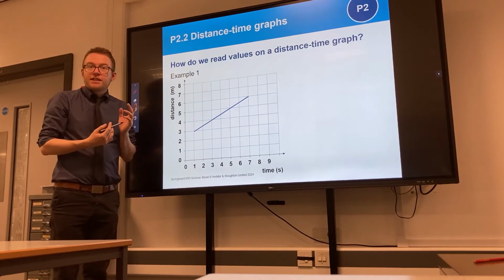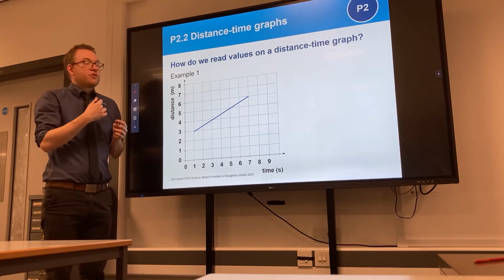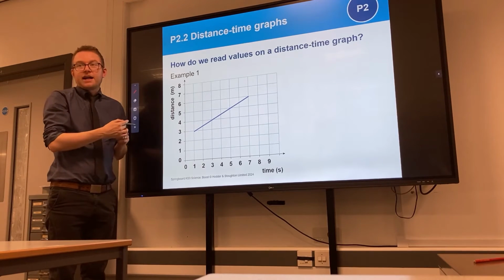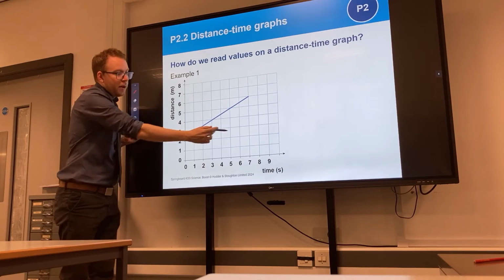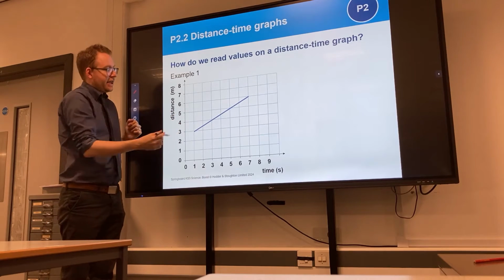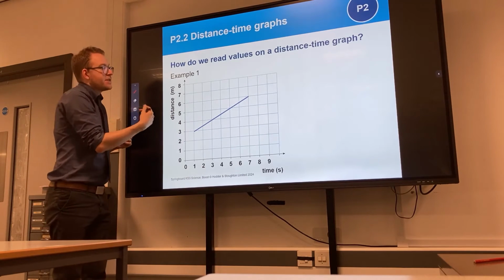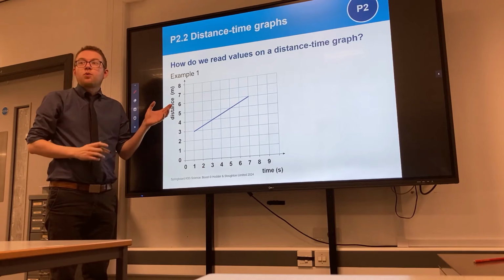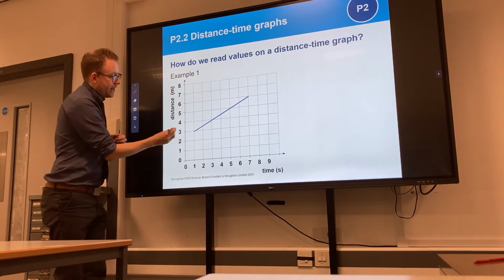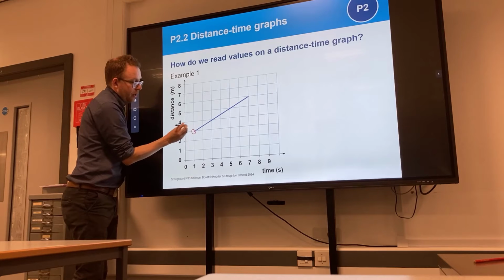So we can see here we've got a distance time graph, as we've seen previously. We've got distance on the y-axis measured in meters. We've got time on the x-axis measured in seconds. And what we can see here is there's some data on the graph. This shows one particular journey. We can see here, we've got the start point of the journey.